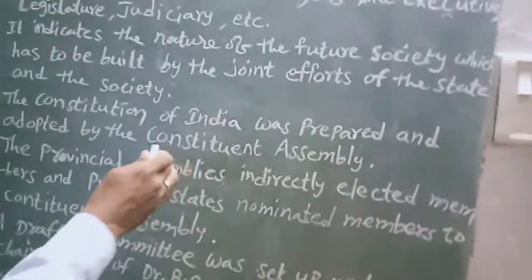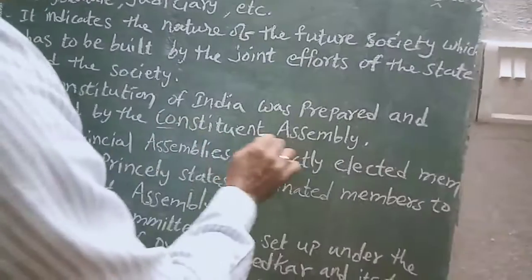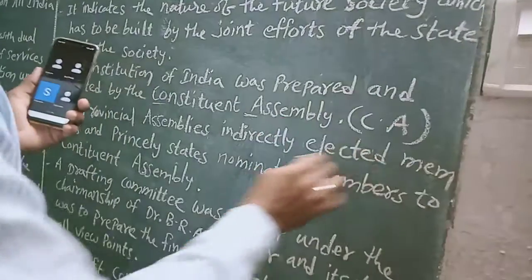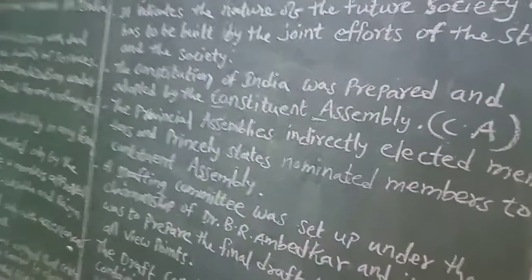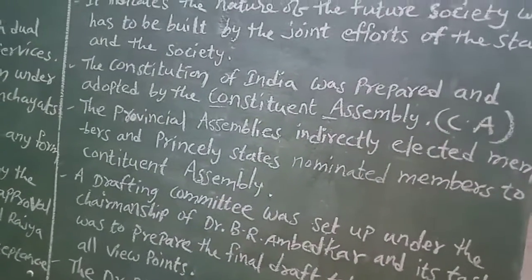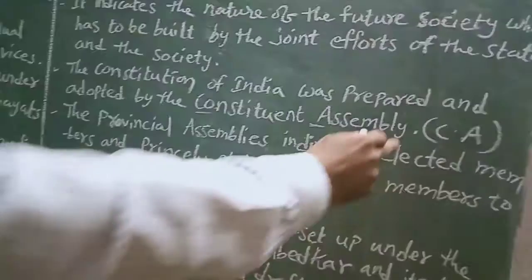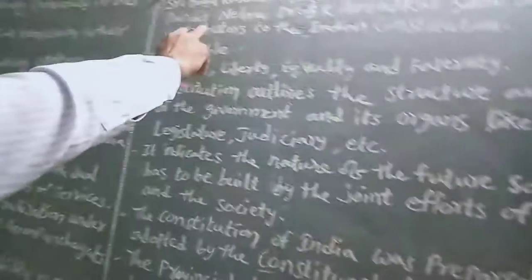In this, the constitution is made by the Constituent Assembly, CA, the short form of the CA. Constituent Assembly, including here the persons also.